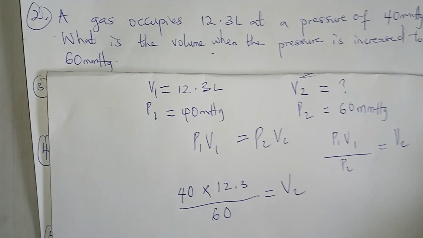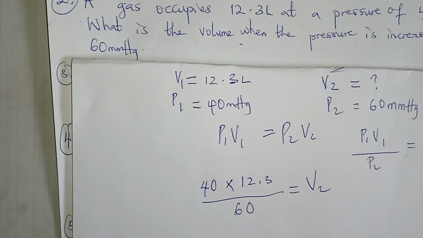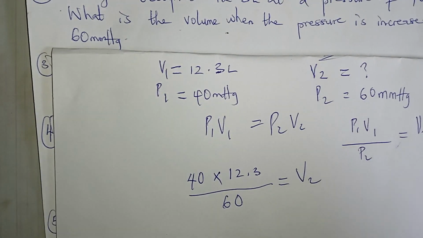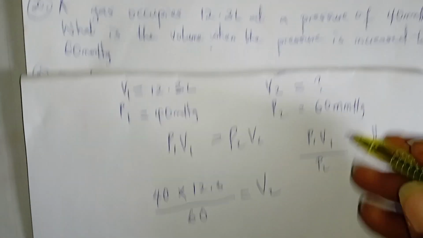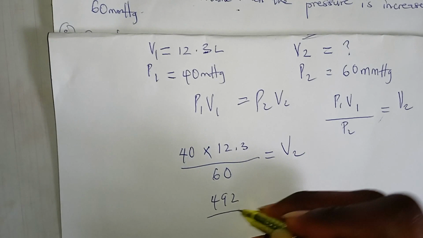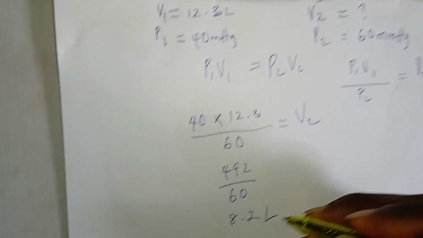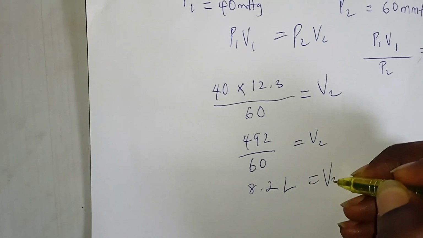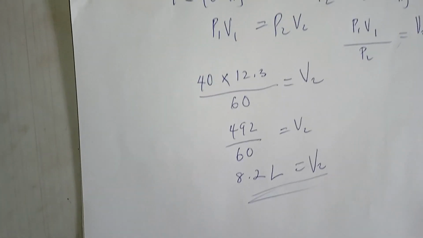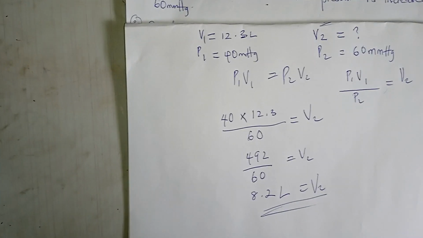if you punch it very well, you have 492 divided by 60, and this will give you 8.2 liters. So V2 at this junction will be 8.2 liters. So there you have it. Now for question 3.